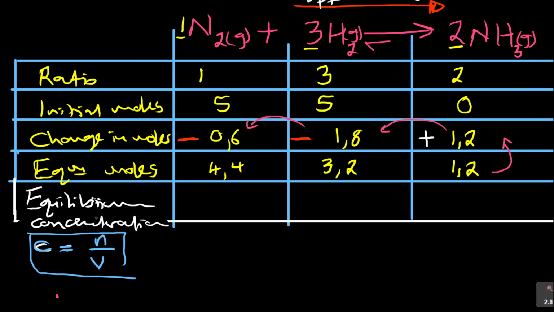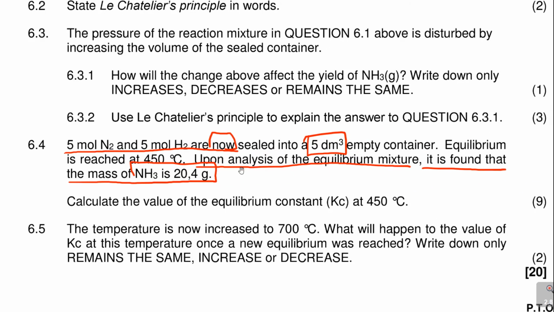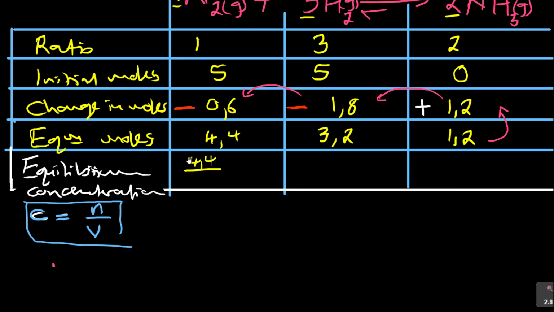Now the equilibrium concentration, that's the key part. Equilibrium concentration, C is n over V. So what about C here? It will be n, which is 4.4, over V. You come back to the question. They told us it's 5 dm cubed. The units must be dm cubed. So you divide by 5 here. C is n, the one that we just got, and V is 5. You get your answer. Again, it will be 3.2 over 5. Even here it will be 1.2 over 5.